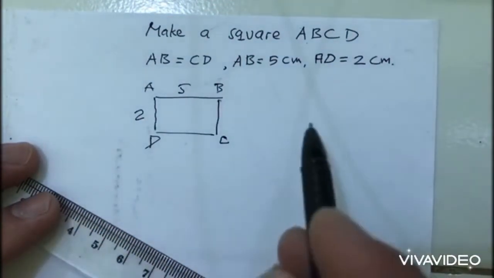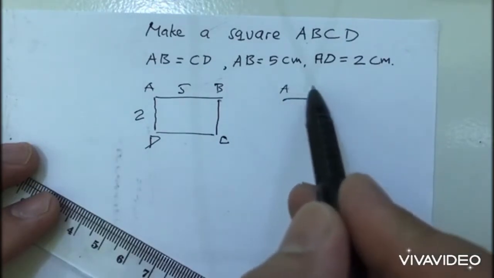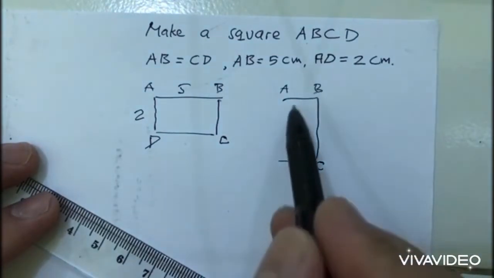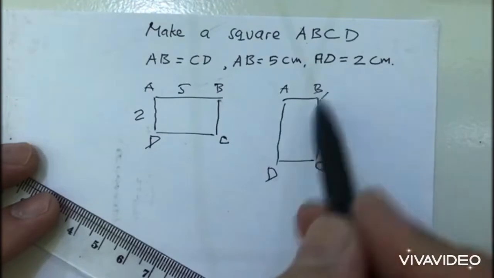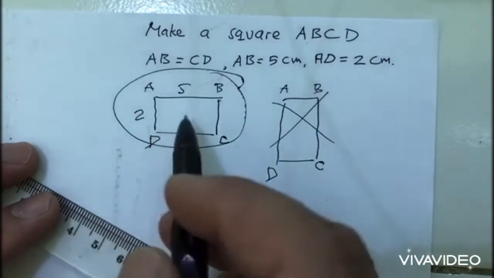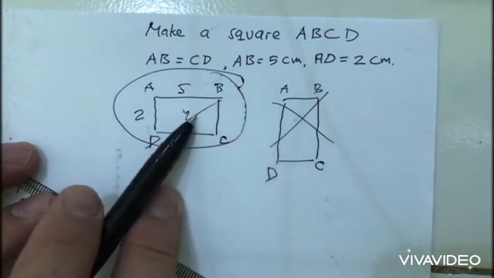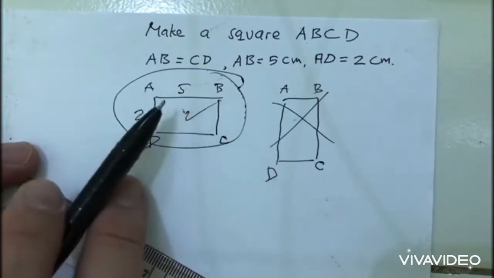Be careful, many students make a mistake. The picture becomes like this: AB is short and then BC is long. This is wrong. So that's why it's very important to have a sketch before you really draw it. When you know the sketch is correct, this one is wrong, this one is correct, now you really measure and make a rectangle like that.